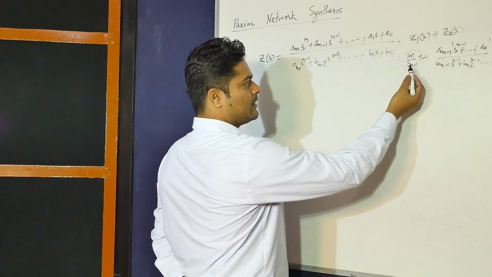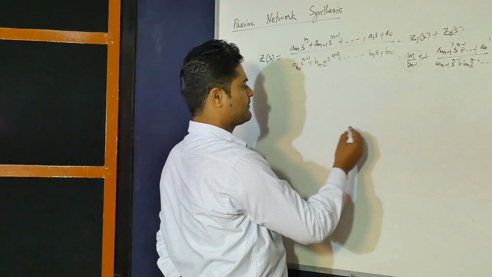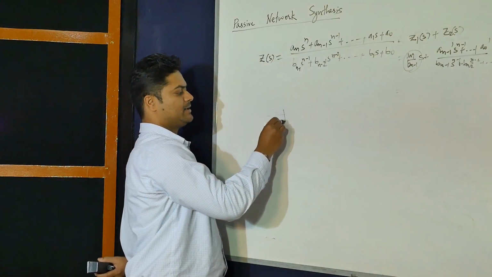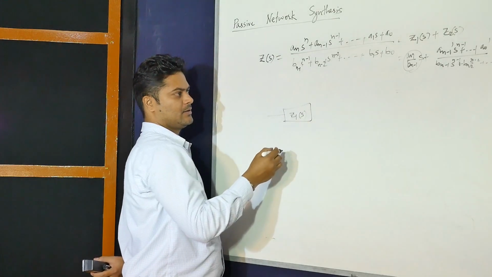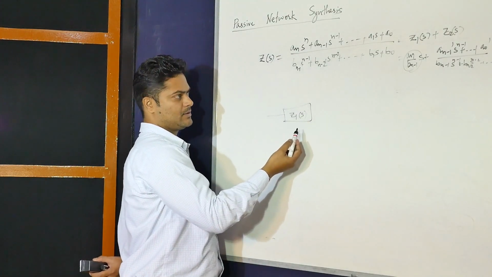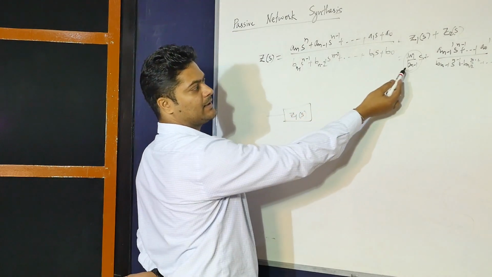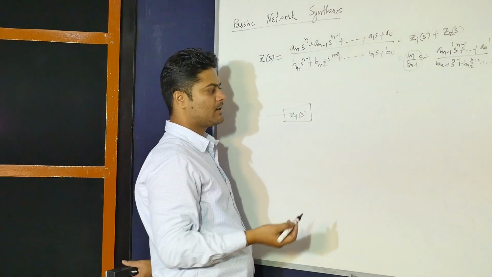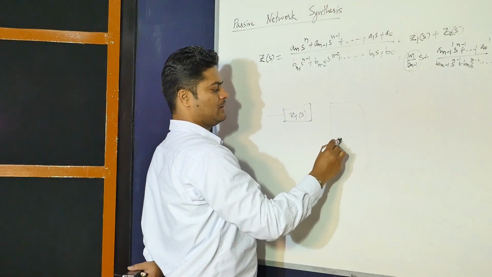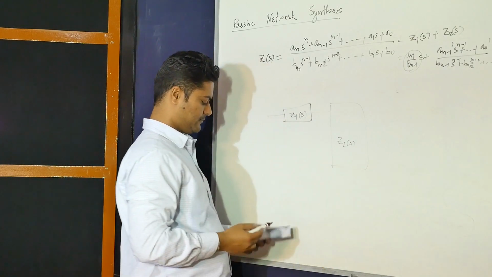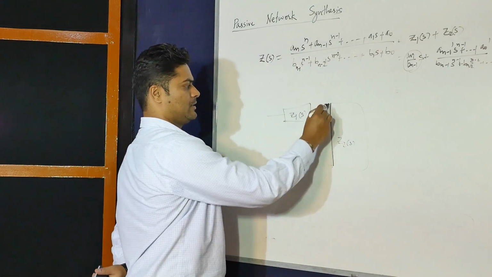So from this we can understand that Z1 of s can be represented as a series element. Correct? Z1 of s, from observation, should be an inductor L which has L into s, that is an by bn minus 1 value, and the rest is your Z2 of s.